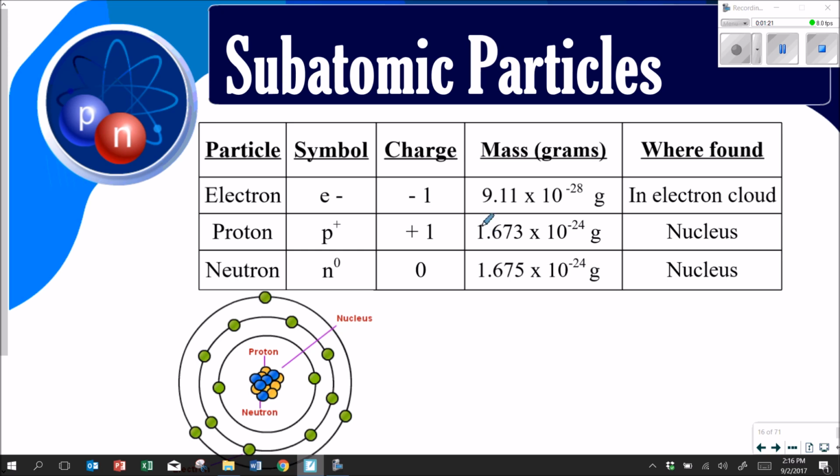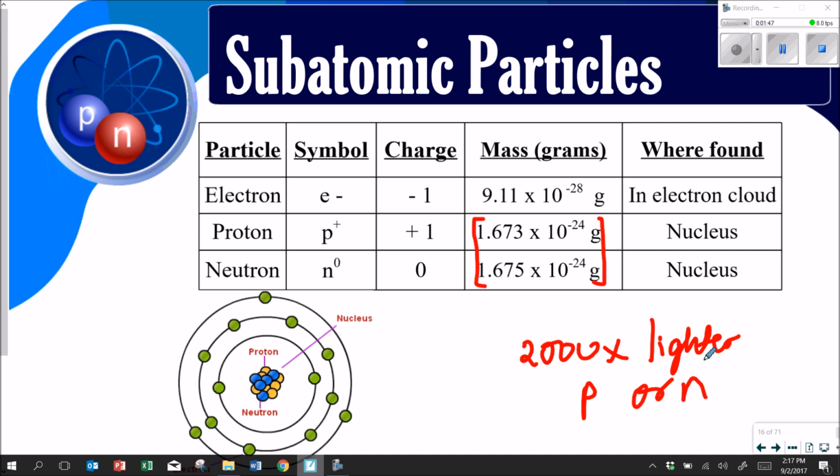The charge on the electron is -1, on the proton is +1, and on a neutron is 0. As far as the masses are concerned, you do not need to memorize those masses, but what you need to understand is that a proton and a neutron have practically an identical mass, and also that the electron's mass is much smaller. In fact, an electron is about 2,000 times lighter than a proton or a neutron. Where they are found again, electrons in the electron cloud and protons and neutrons together in the nucleus.